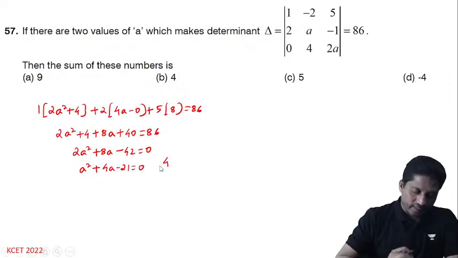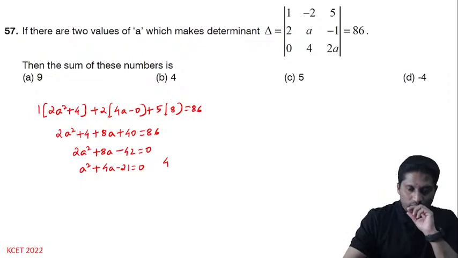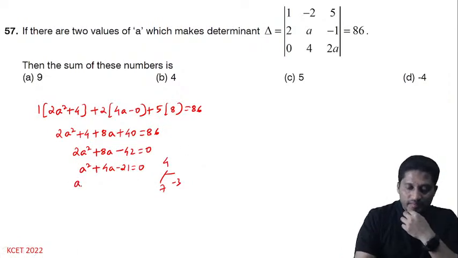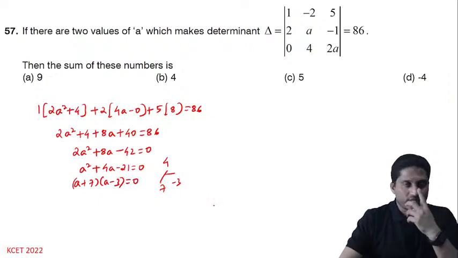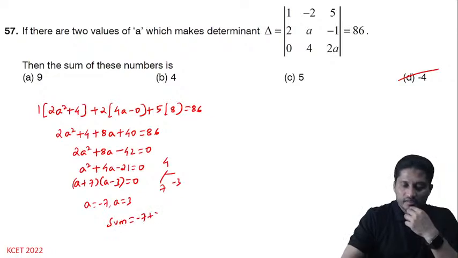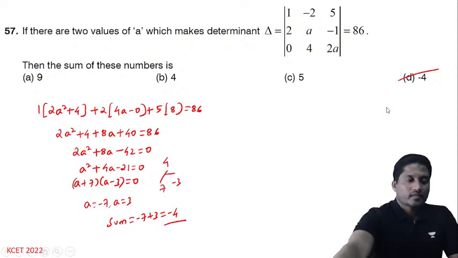Then 7 4 is 28, right? 7 3 is 21. So this is A plus 7 into A minus 3 is 0. Or here itself you find sum of the roots, minus B by A. You will get the answer. The answer is minus 4 only. A is equal to minus 7, A equal to plus 3. It is asking what is the sum of the values of A. So sum is equal to minus 7 plus 3. Answer is equal to minus 4. That is the last option. Right?